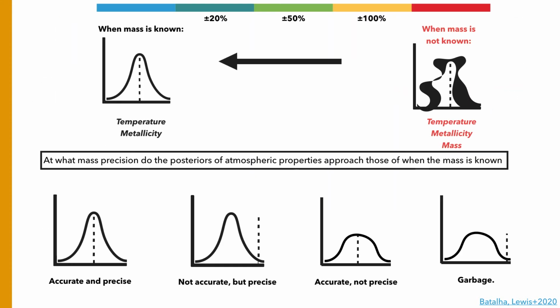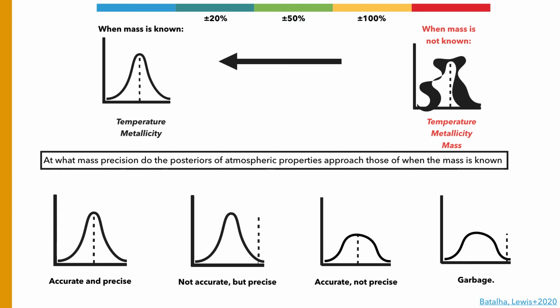We then ran a Bayesian retrieval analysis to determine what the constraints on the atmospheric parameters were when the prior on the mass was very large, as in the mass was not known at all. Then we slowly increased the precision on the mass until the posteriors of the atmospheric properties approached that of when the mass was known infinitely well.